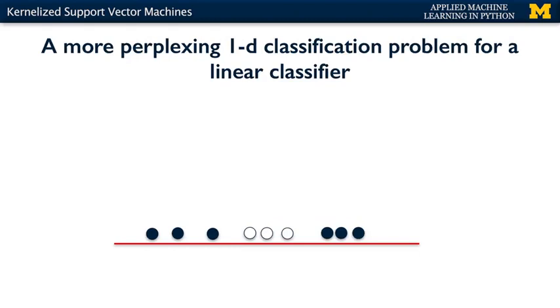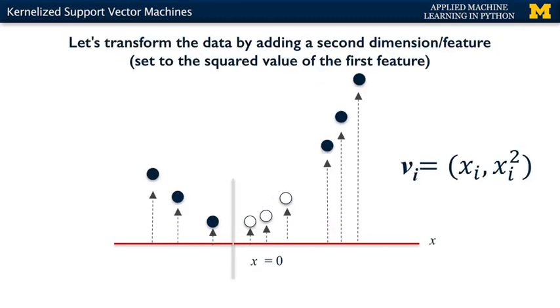Now suppose we gave the linear support vector machine a harder problem, where the classes are no longer linearly separable. A simple linear decision boundary just doesn't have enough expressive power to classify all these points correctly. So what can we do about this? One very powerful idea is to transform the input data from a one-dimensional space to a two-dimensional space. We can do this, for example, by mapping each one-dimensional input data instance, xi, to a corresponding two-dimensional ordered pair, xi, xi squared, whose new second feature is the squared value of the first feature.